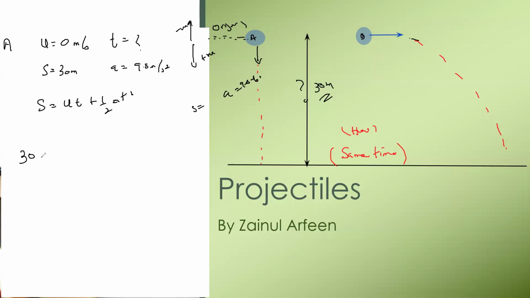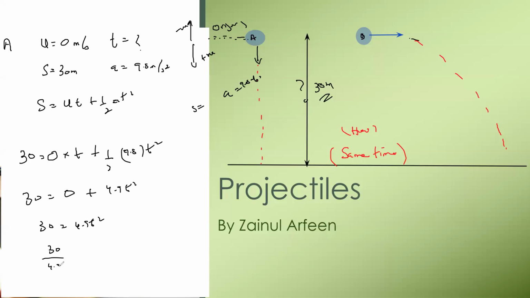S is 30, initial speed is 0, the time we don't know, plus half, acceleration due to gravity 9.8, and t square. So this will be 30 equals 0 plus 9.8 divided by 2, which is 4.9 t square. So 30 equals 4.9 t square, and t is the square root of 30 divided by 4.9. What's the answer for this? I can take negative as well.